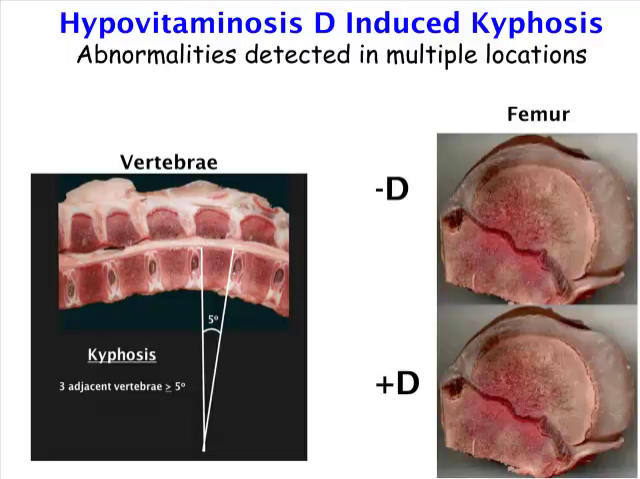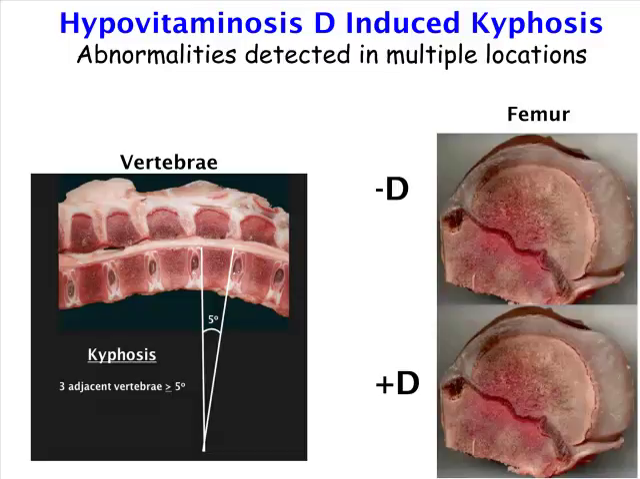As you saw, the main deformity was in the vertebrae. And what causes kyphosis is actually wedged vertebral bodies. So the bottom portion of the vertebral body here becomes wedged. And in the human world, the definition of kyphosis is 3 or more vertebral bodies wedged 5 degrees or greater.